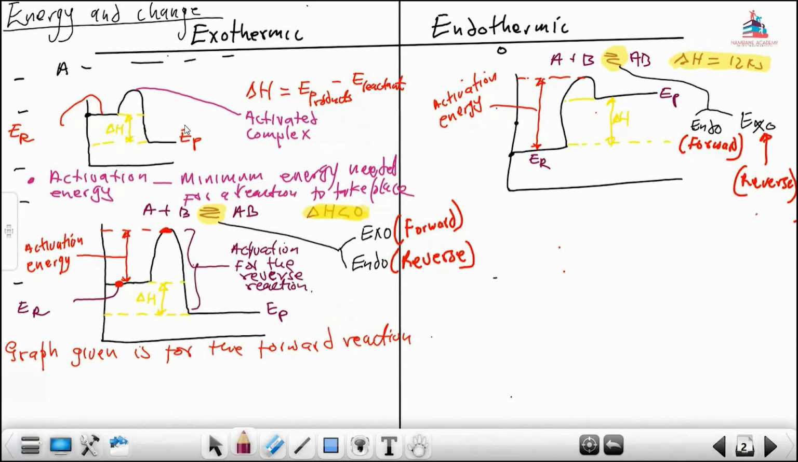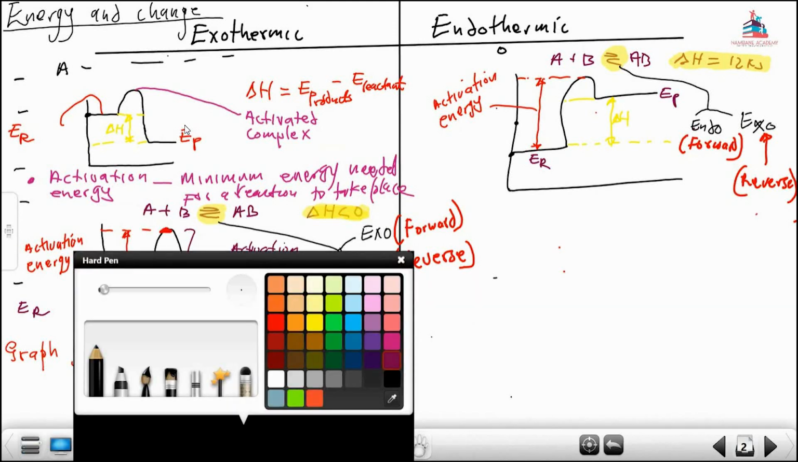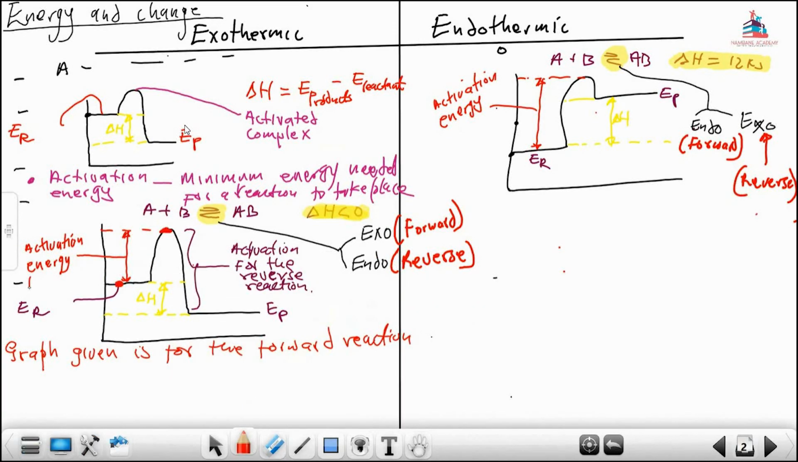So in one graph, you have an activation energy for the forward, and then you have an activation energy for the reverse. That is now always the case. So activation energy for the forward reaction, and now activation energy for the reverse reaction. So that allows us to know and answer whichever question may come along the way, when we do the exam type of question.